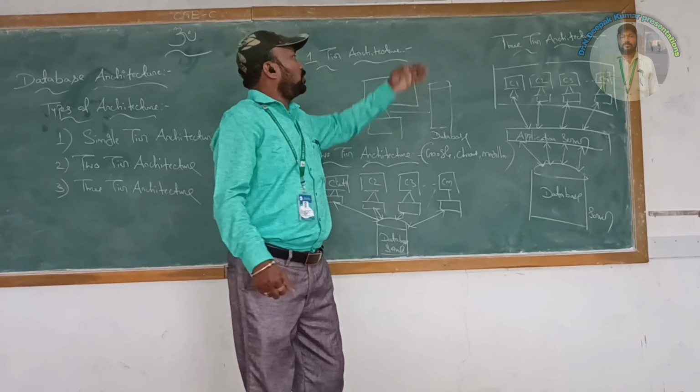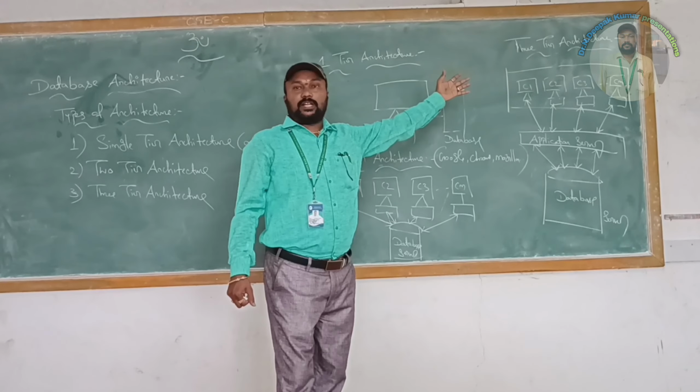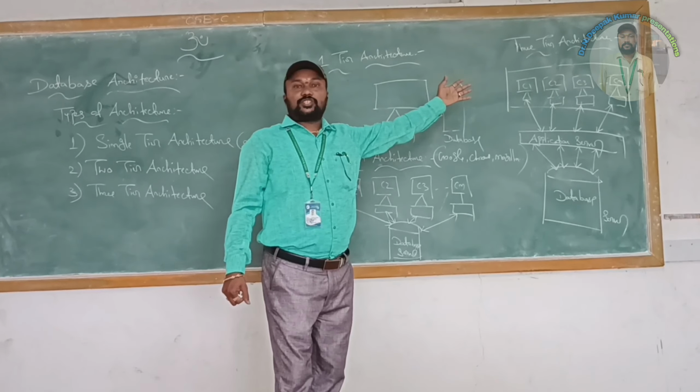The best examples of three-tier architecture are, for example, Facebook, Twitter, Instagram. So these are the examples of three-tier architecture.